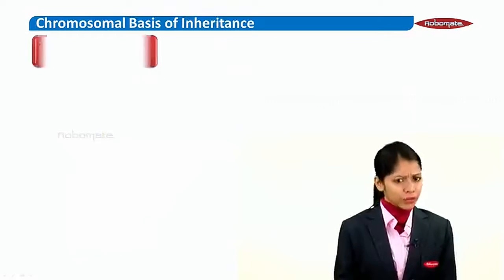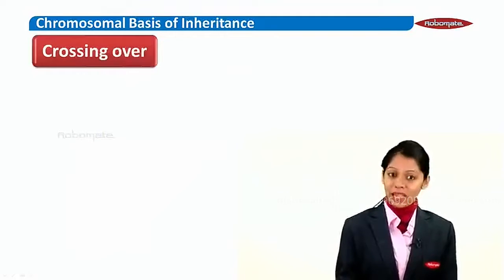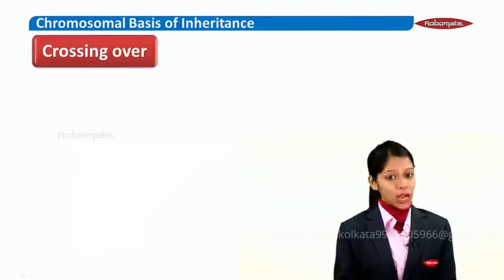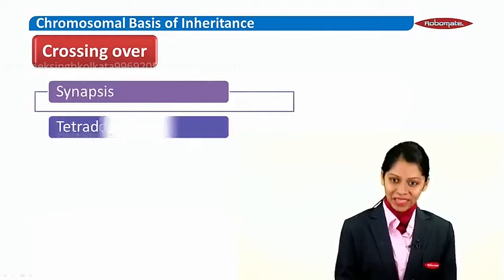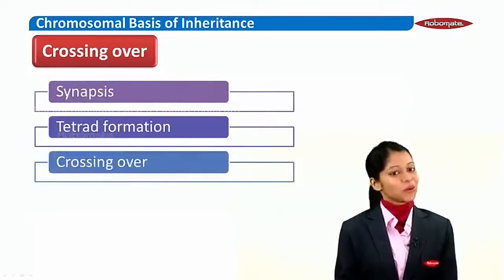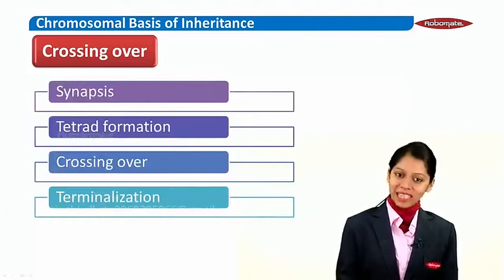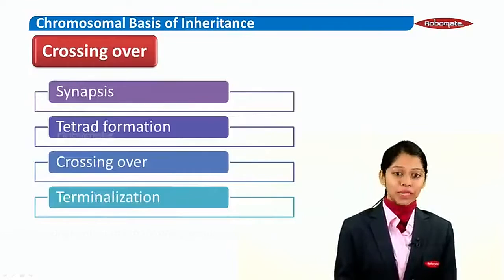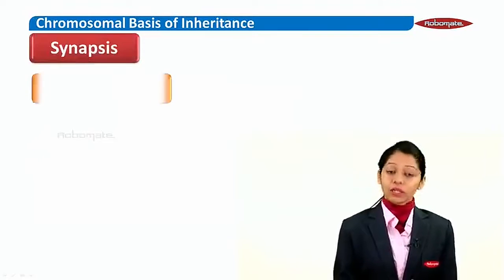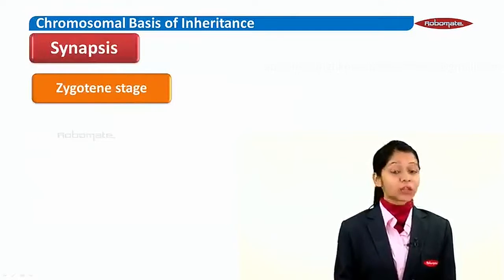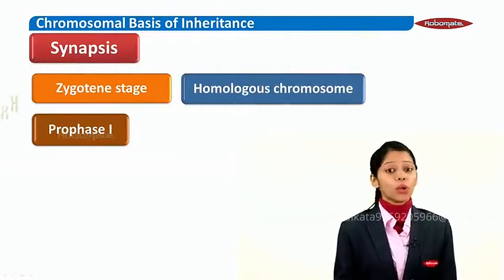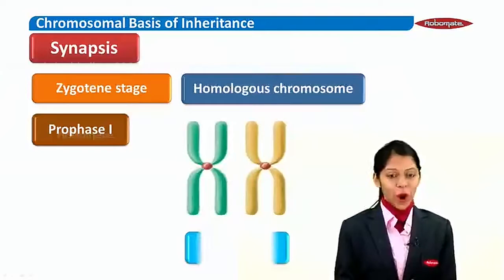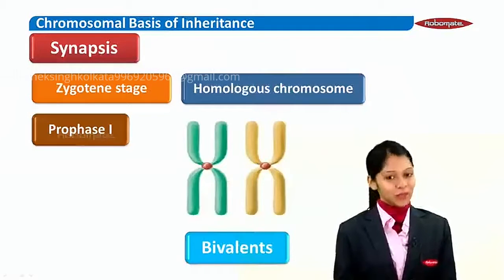Now, if you can recollect, we have studied crossing over last year in prophase 1 of meiosis 1, which included the following events: synapsis, tetrad formation, crossing over and terminalization. Now, we will be discussing synapsis. Synapsis occurs in the zygotene stage of prophase 1. Here, the homologous chromosomes form bivalents. So this phenomenon or this stage is called synapsis.